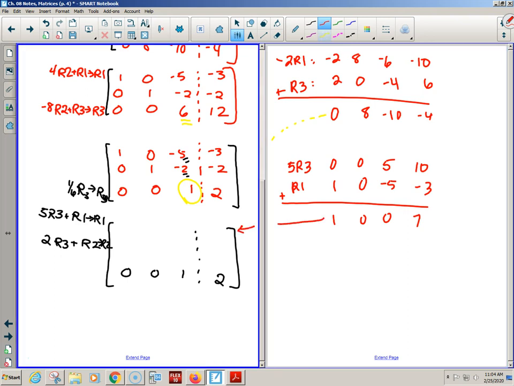That's one way. The other way is just to take it term by term and say, okay, 5 times each term. 5 times 0, 0, plus 1, got it. 5 times 0, 0, plus 0, got it. 5 times 1, 5, plus negative 5, got it. 10 minus 3, 7, got it.